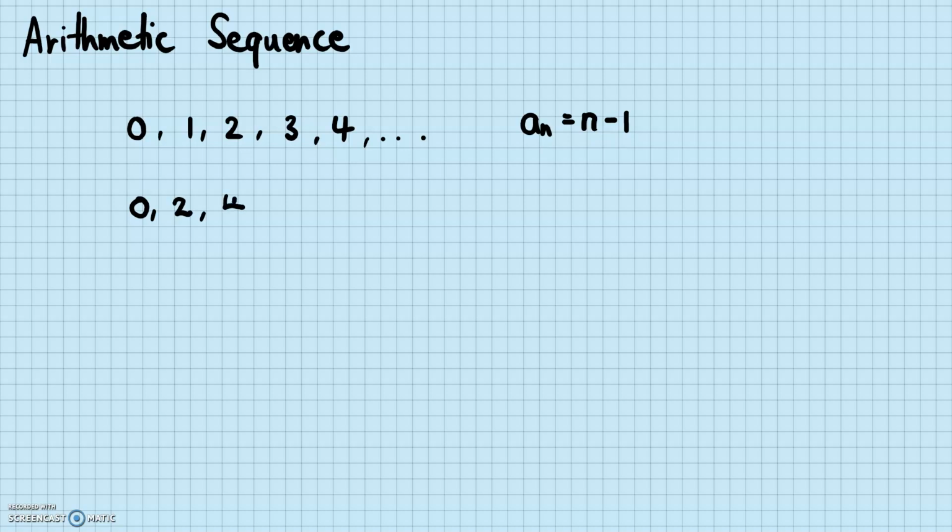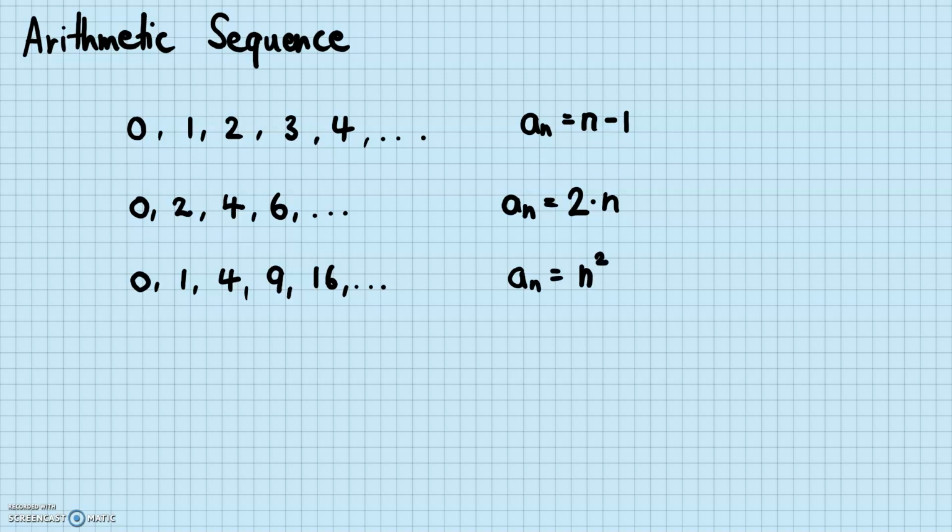2, 4, 6, etc. This is the algorithm of 2 times n. We could also have a sequence like this: 0, 1, 4, 9, 16, etc. If you didn't notice, this would be the sequence of squared numbers. So we are squaring each n. When n is 0, it's 0 squared, n is 1, 1 squared, 2 squared, 3 squared, etc.